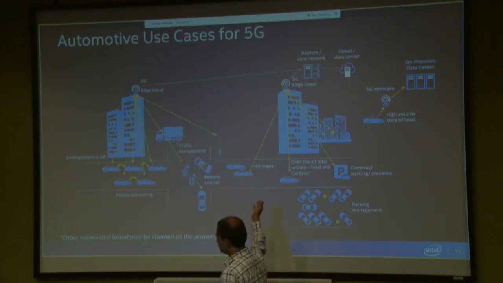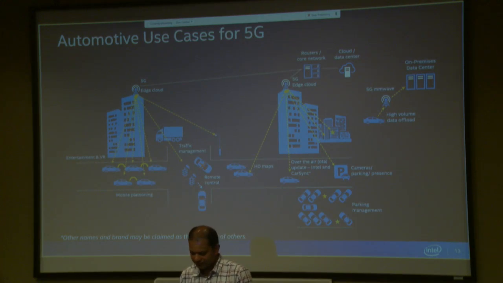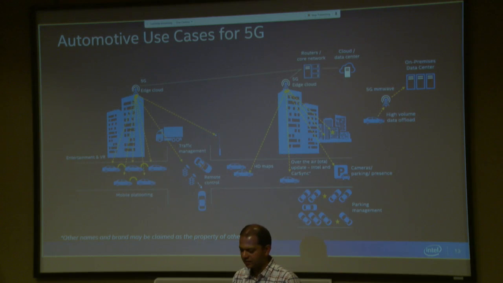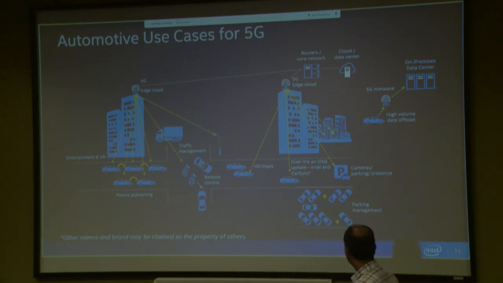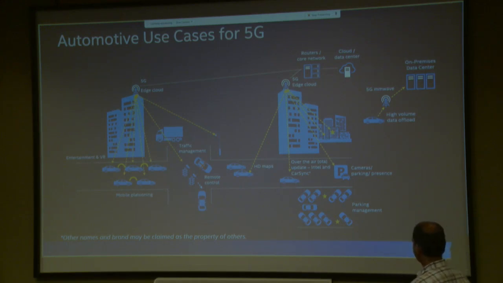Traffic management, HD maps. HD maps is one of the really widely used use cases for Edge, where multiple automotive vendors can reuse the service of a single HD map service vendor and provide the mapping experience to various vehicles. And over the air update of firmware using CarSync, parking management, and cameras and parking presence. So these are some of the use cases where Edge deployment plays a key role.